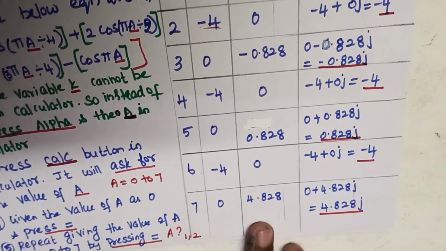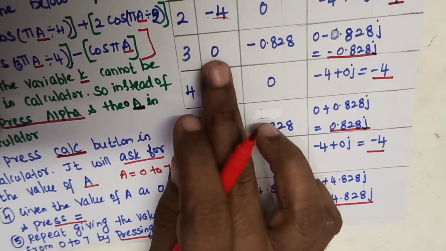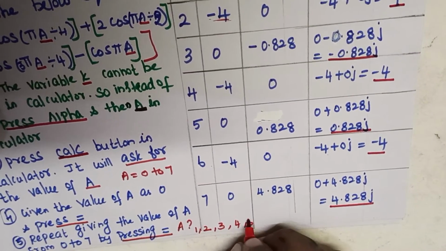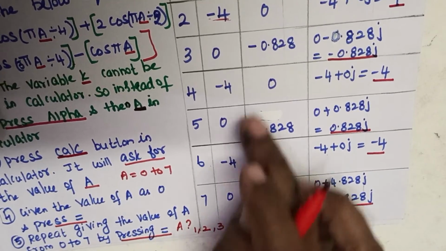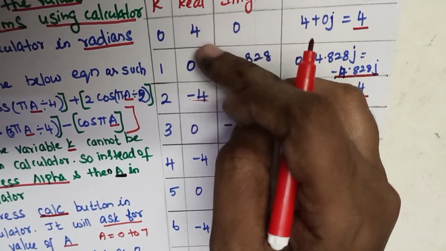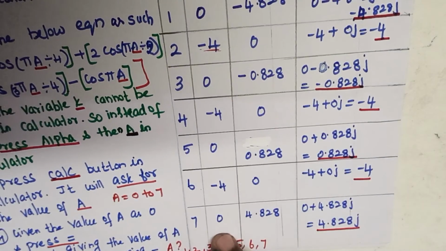After pressing equal to, you have to give the value of 3. Press equal to, you will get the value 0. Next, again for 4, 5, 6 and 7. So we are tabulating all these values of K from 0 to 7. These are the real values.